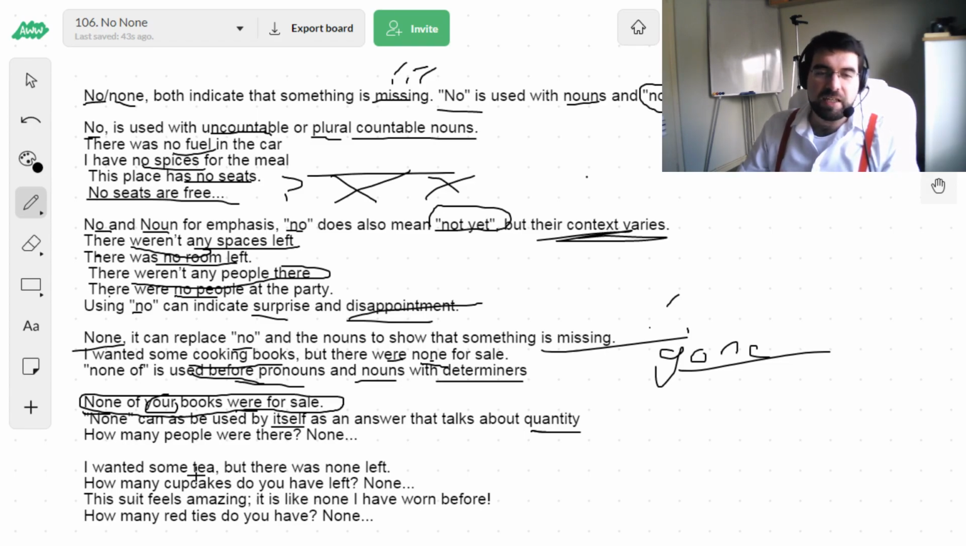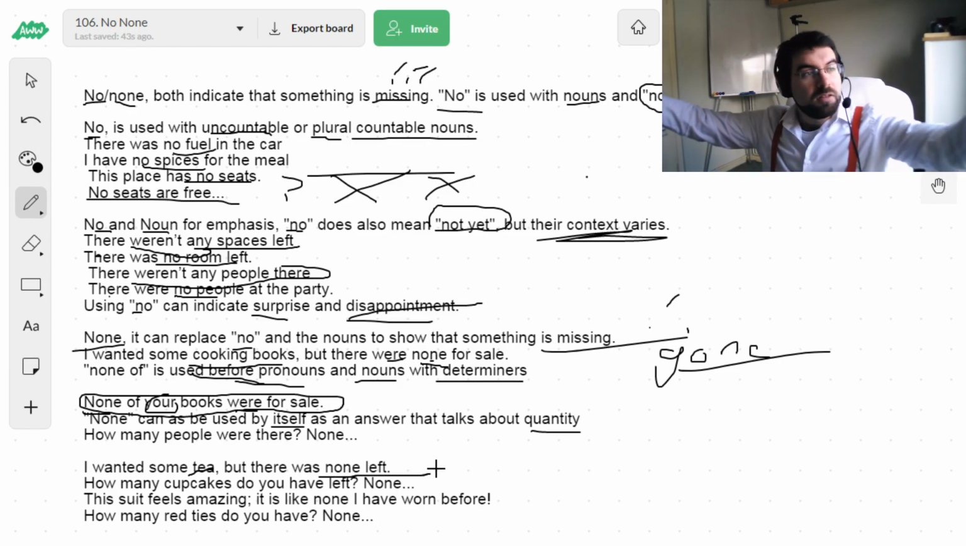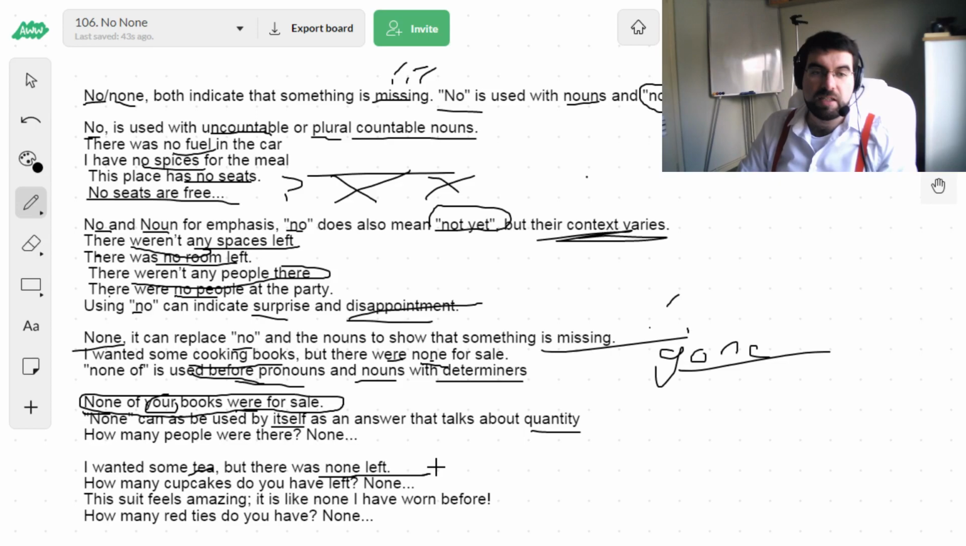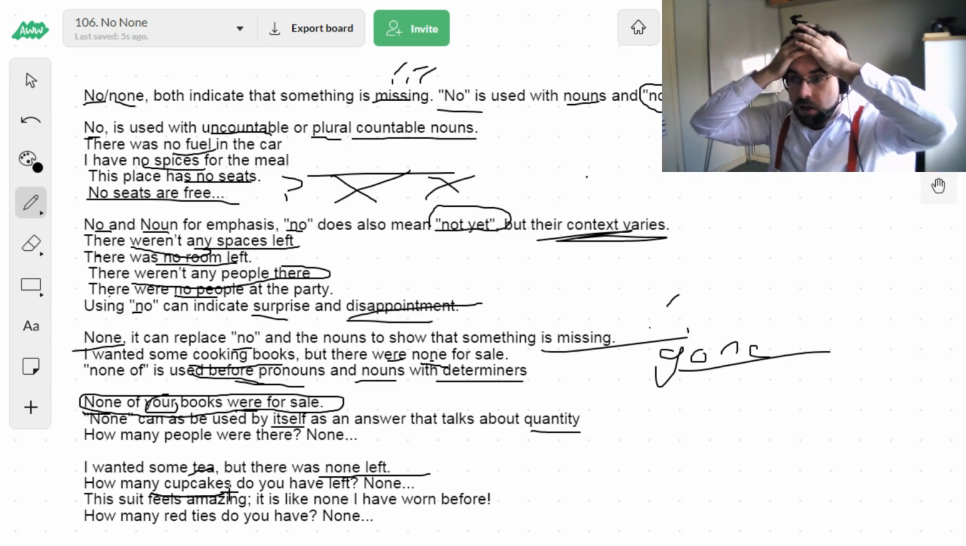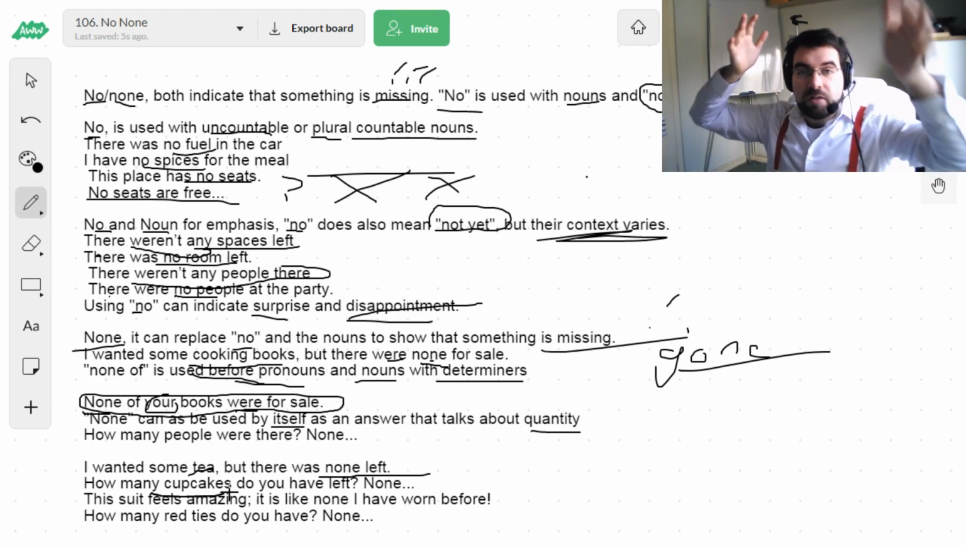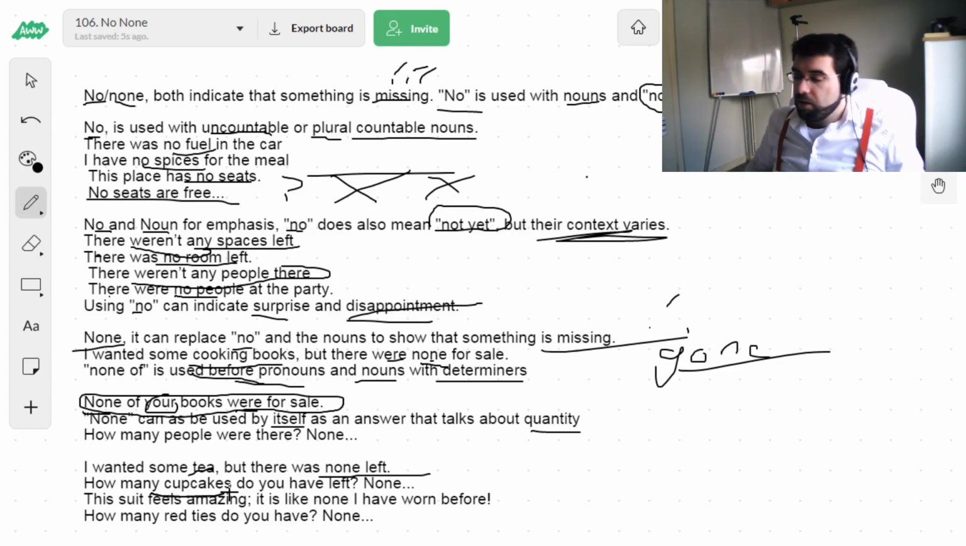But I wanted some tea. But there was none left. Where's all the tea gone? There's no tea left. How many cupcakes do you have? None. Again, plural noun. No cupcakes left.